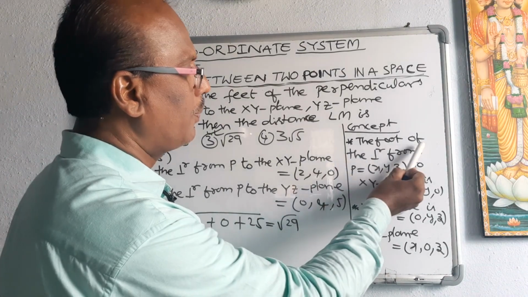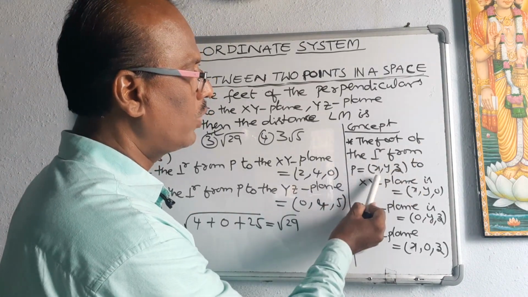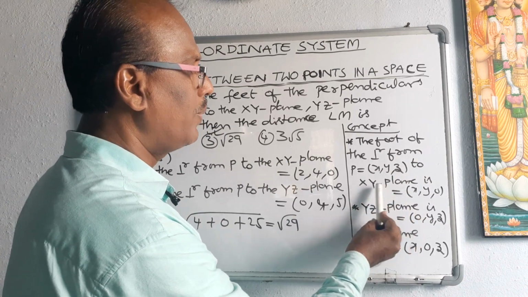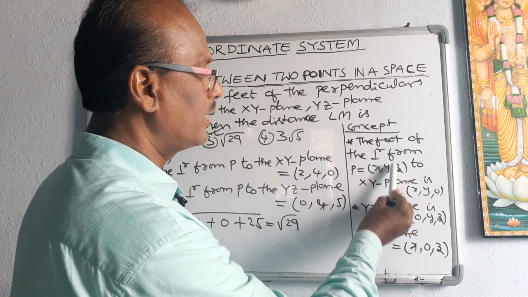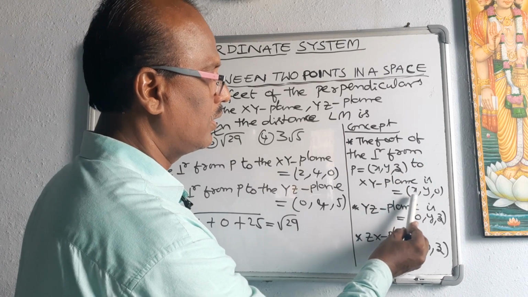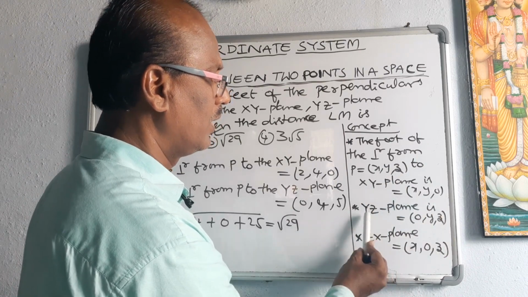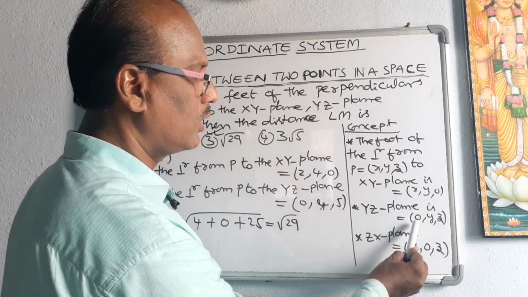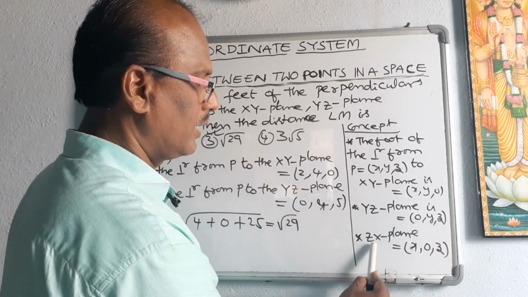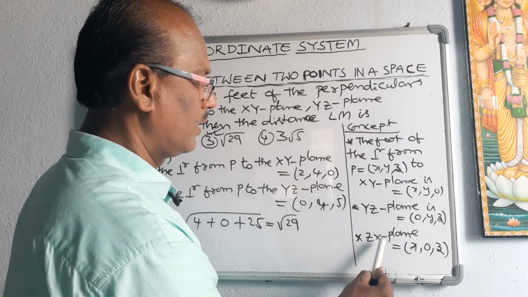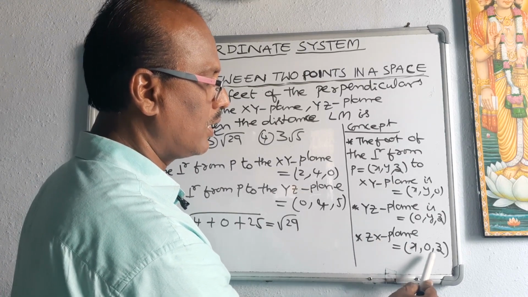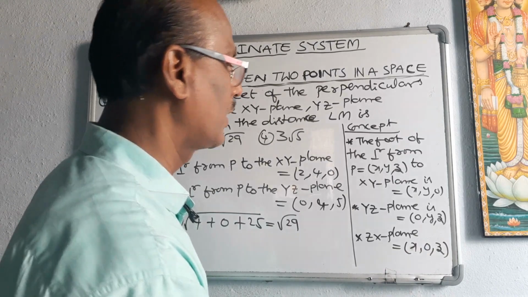The foot of the perpendicular from P = (x, y, z) to the xy plane: if the xy plane is given, then the z coordinate is 0, so the coordinates are (x, y, 0). If the yz plane is given, the x coordinate is 0, so the coordinates are (0, y, z). If the zx plane is given, the y coordinate is 0, that equals (x, 0, z).